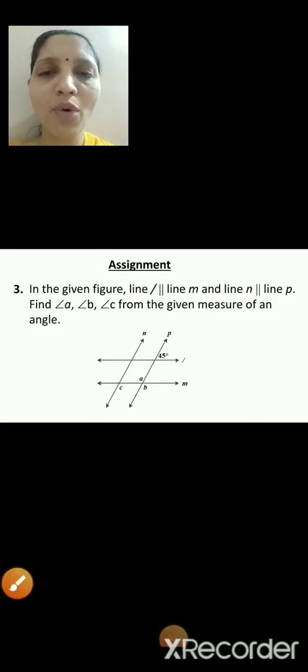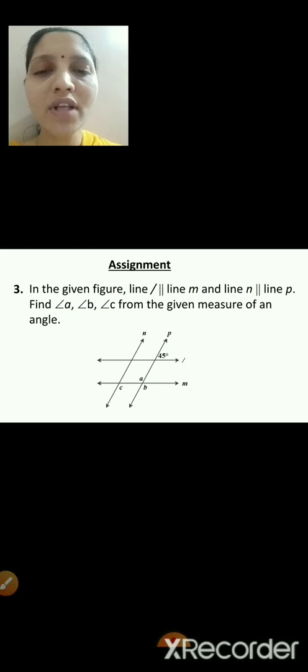Now let's move on to the last part of this session, that is the assignment. Here I have given you one question. In the given figure, line L is parallel to line M and line N is parallel to line P. Find angle A, angle B, angle C from the given measure of an angle. In this question I have given you one angle measurement and you have to find angle A, angle B and angle C.